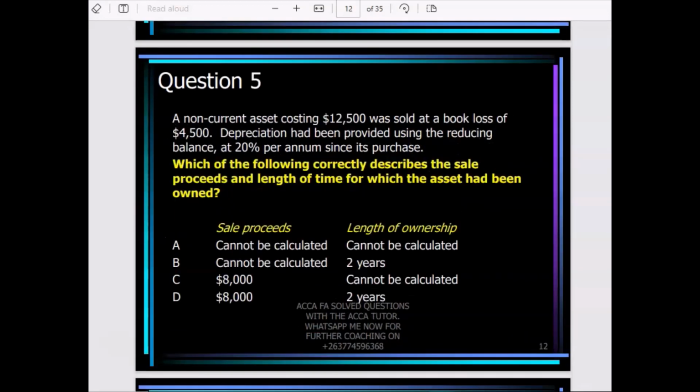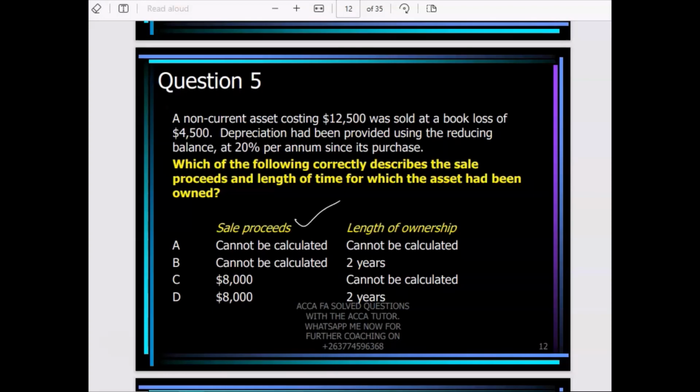Ladies and gentlemen, this is our next question, and you can pause the video and try the question on your own. A non-current asset costing 12,500 was sold at a book loss of 4,500. Depreciation had been provided using the reducing balance method at 20% per annum since its purchase. Which of the following correctly describes the sale proceeds and the length of time for which the asset had been owned? Ladies and gentlemen, we are given the information.